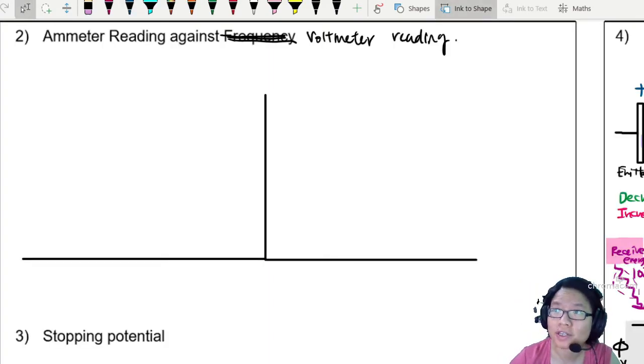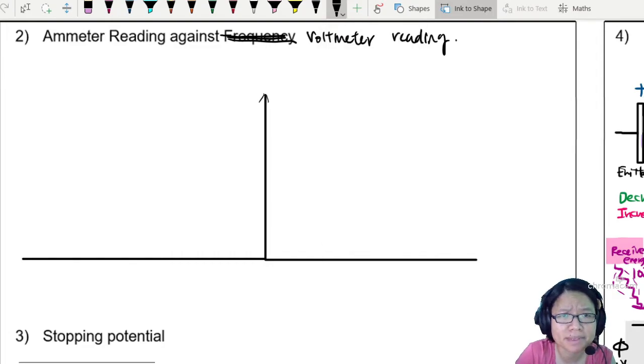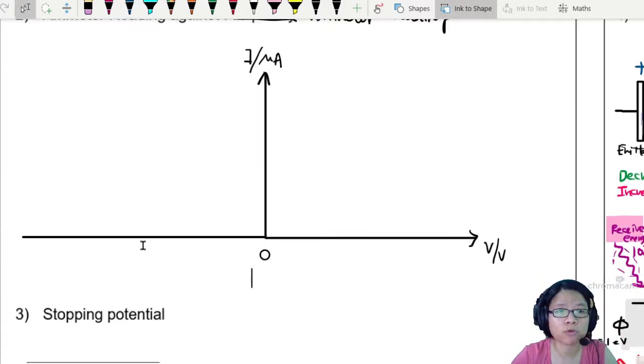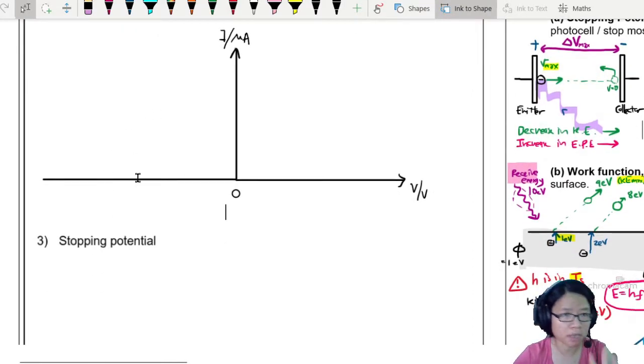Alright, so now I'm going to plot out the graph. As I was saying, we are going to observe the ammeter reading. Okay, let me adjust the thickness of my pen a bit. I'm going to observe the ammeter reading I. Maybe this is in microampere, pretty small, can be even picoampere. And this one would be the potential difference. Alright, so just so you know, 0 is here, and I'm going to help you understand the idea of the stopping potential at the same time.